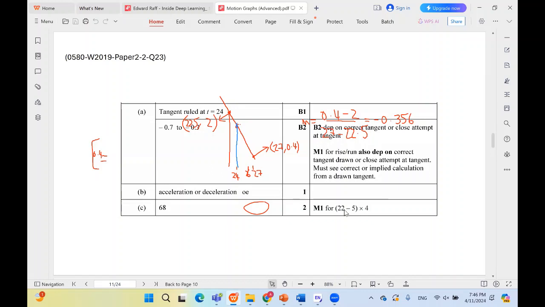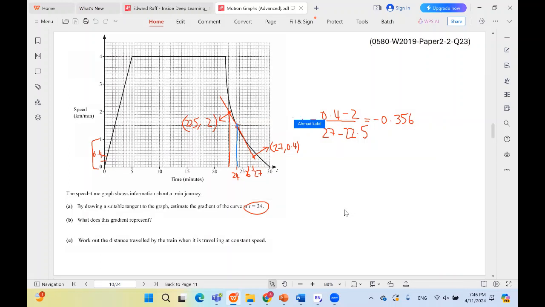But my advice is always use 2 points that are very far away from each other. So I did not attempt to use the actual point here, even though this is the point that they requested. I instead chose 1 point above it and 1 point below it so that we have a good enough distance between the 2 points. So anyway, for B, we are required to state what this represents. What does this gradient represent?